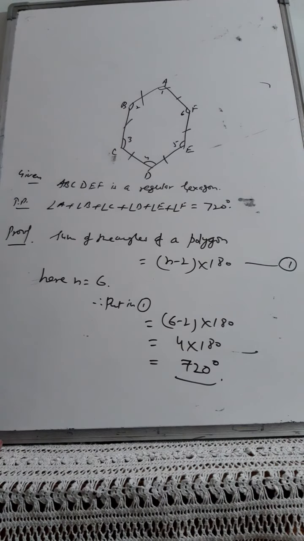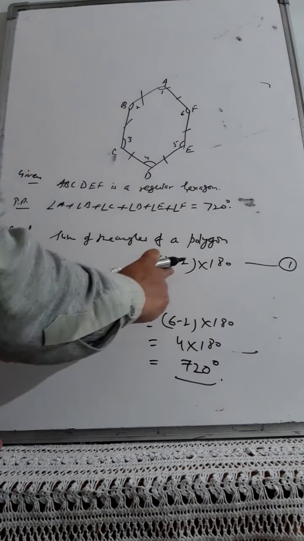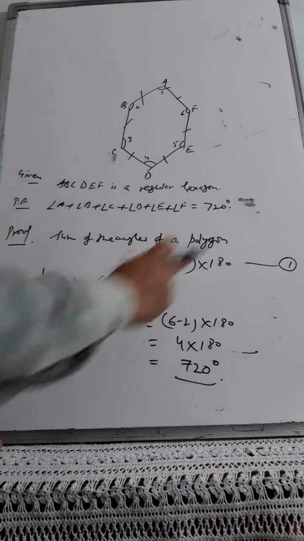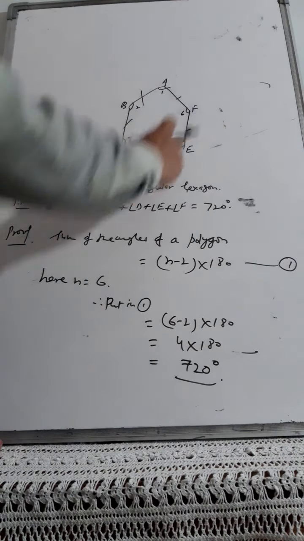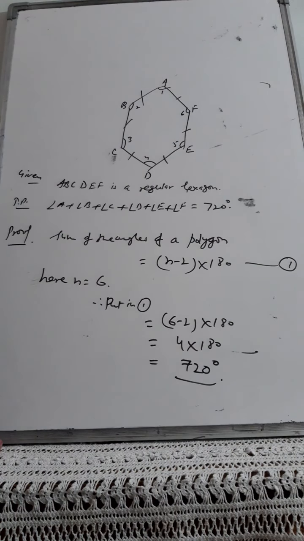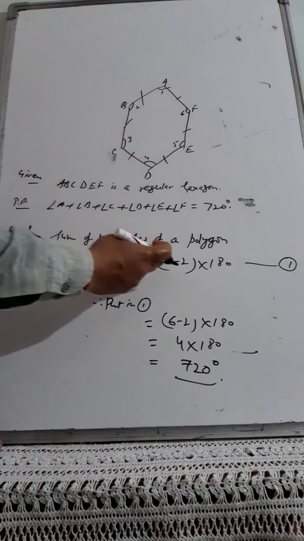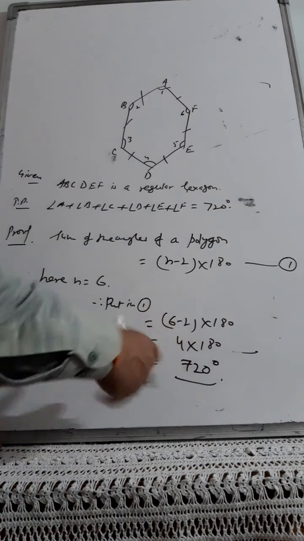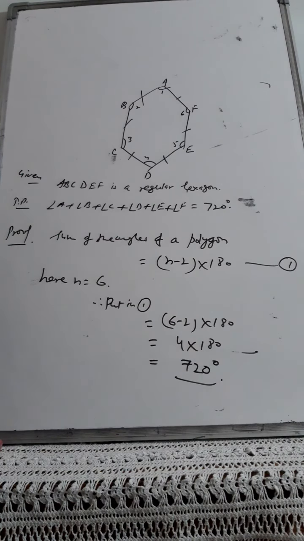So use the formula to prove this. You have to recall the formula. Sum of the angles of any polygon is given by (n minus 2) into 180 degrees. So in a hexagon, how many sides are there? 6 sides. So put 6 in place of n, multiply that, and you will get the sum of all the angles equal to 720 degrees.